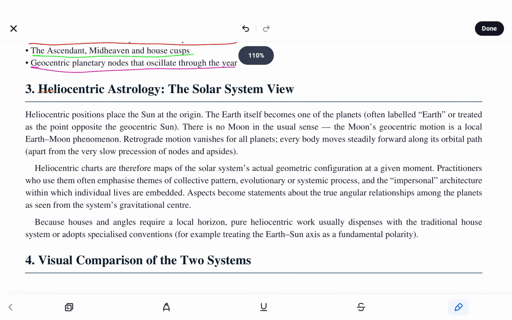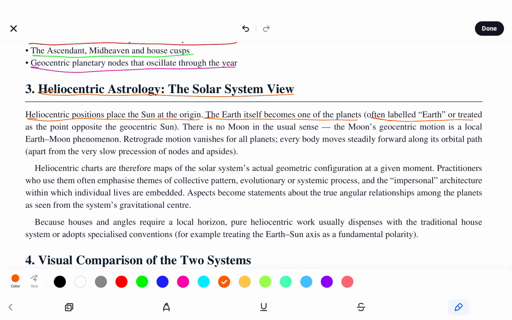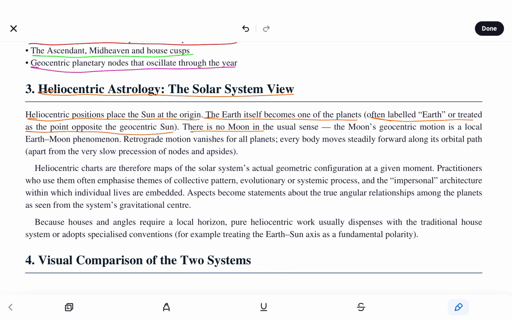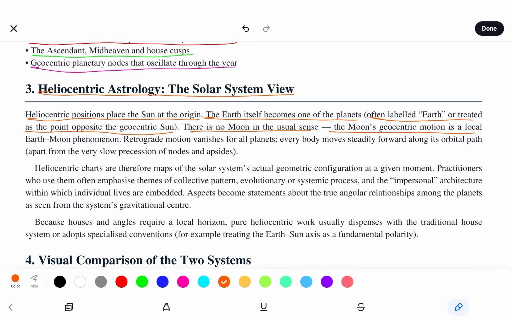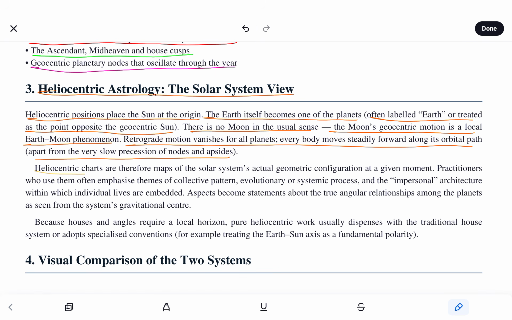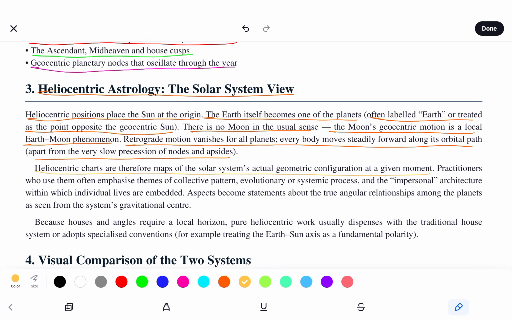So, heliocentric astrology. Heliocentric positions place the Sun at the origin. The Earth itself becomes one of the planets, often labeled Earth or treated as a point opposite the geocentric Sun. There is no Moon in the usual sense. The Moon's geocentric motion is a local Earth-Moon phenomenon. Retrograde motion vanishes for all planets. Every body moves steadily forward along its orbital path, apart from the very slow precession of nodes and apsides. Heliocentric charts are therefore maps of the solar system's actual geometric configuration at a given moment.